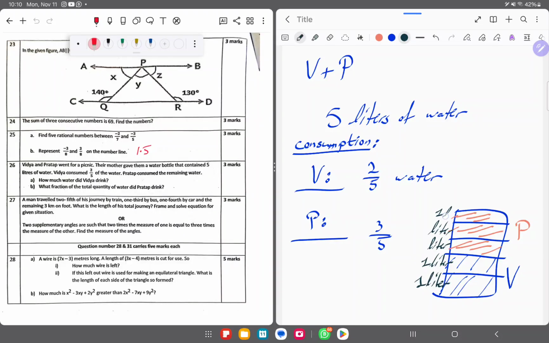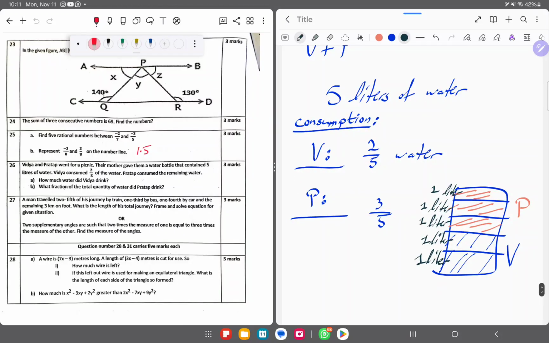This is 1 liter, 1 liter, 1 liter, 1 liter. Now, it doesn't always have to be 1 liter each, but it was very obvious over here because it's 2 over 5. So now this one is super easy. What fraction of the total quantity of water did Paratap drink? The bottle is 5 liters. She drank 2/5 of the water, so she drank 2 liters.